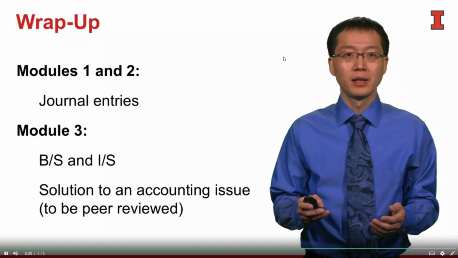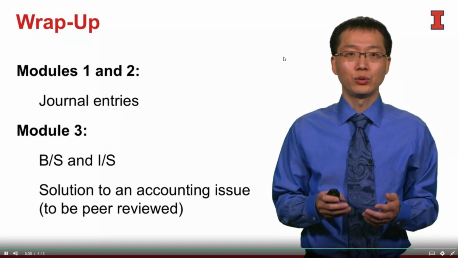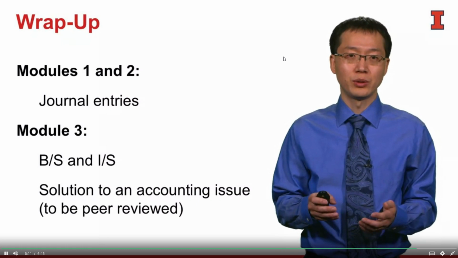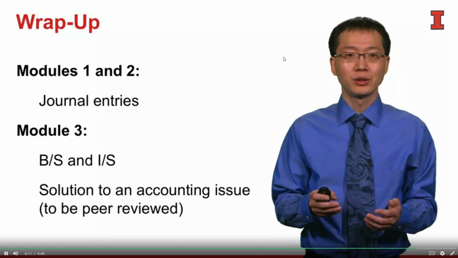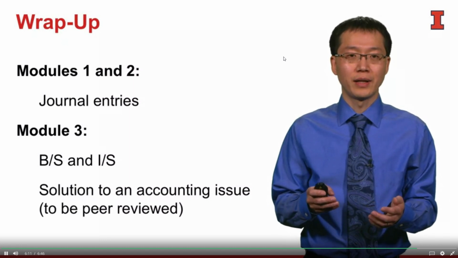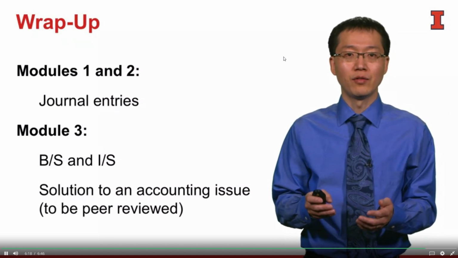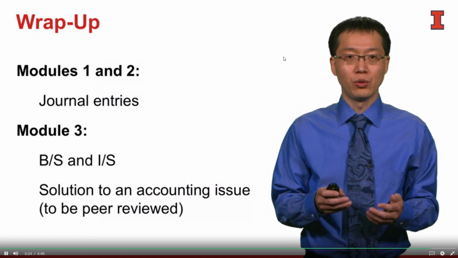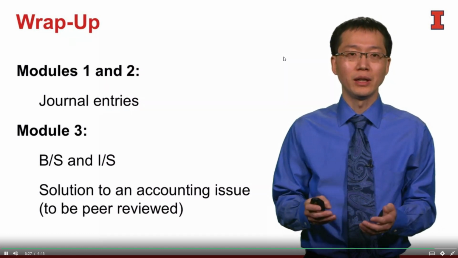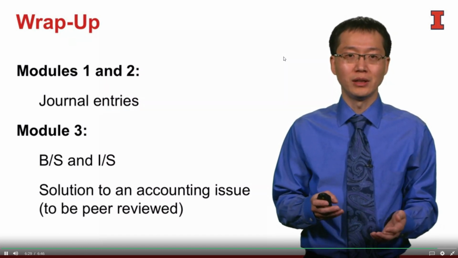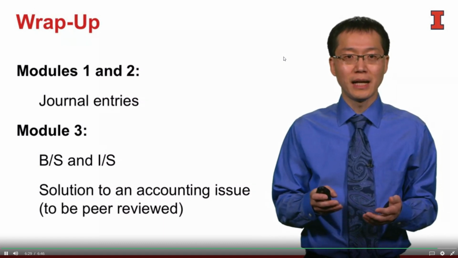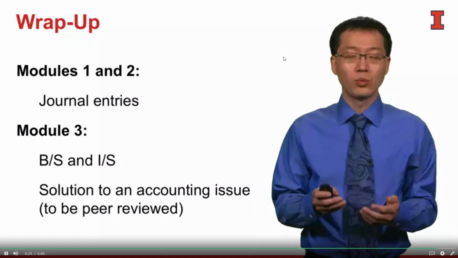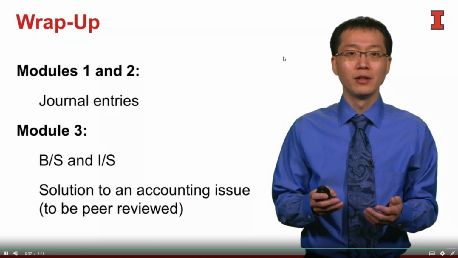Now let's wrap up. In the first 2 weeks, you need to record all the relevant journal entries. In the last week, first, you need to prepare the 2 financial statements for the company for both years. In addition to that, you need to provide your own solution to one accounting issue raised by your boss, CEO, and the CFO. Notice that this last requirement will be peer evaluated by your fellow classmates. Hopefully, this would give you some basic idea about this capstone course.